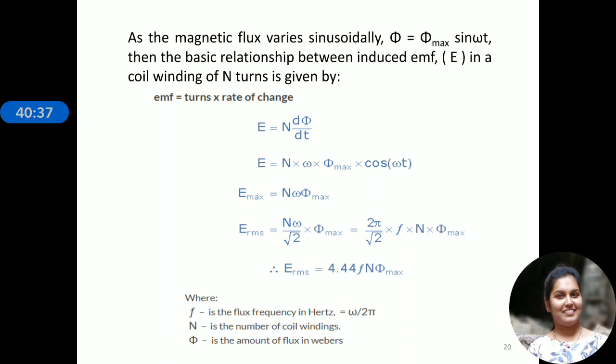Okay, so this is all about transformer action, what is meant by transformer turns ratio, transformer construction, and also what the EMF expression for the transformer is. We have also seen how we represent a transformer with a simple symbol. The symbol of the transformer has also been discussed in this video, and in the next coming videos we'll discuss the constructional details, the power, and what is meant by transformer efficiency.